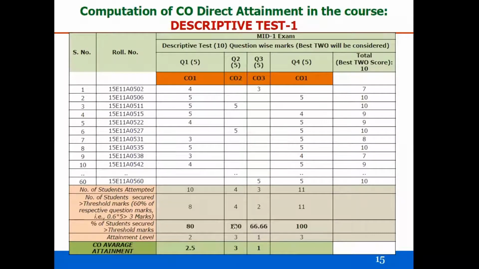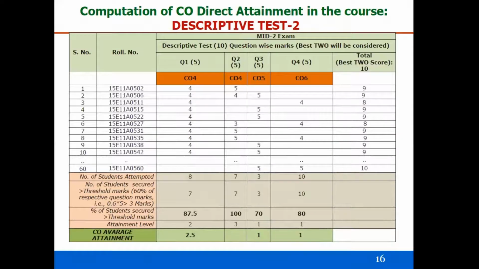Then CO2 we are having only 1. So you can take direct value. Then CO3 also we are having only 1. So that means only CO3 mapping with only one particular question. So directly same value you can take. So the level is 1. So now here for descriptive test 1, these are all the CO1 attainment value, then CO2 attainment value, then CO3 attainment value. Similarly, you have to do for descriptive test 2 also.